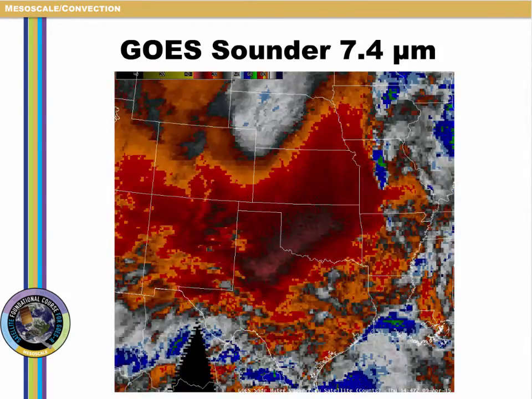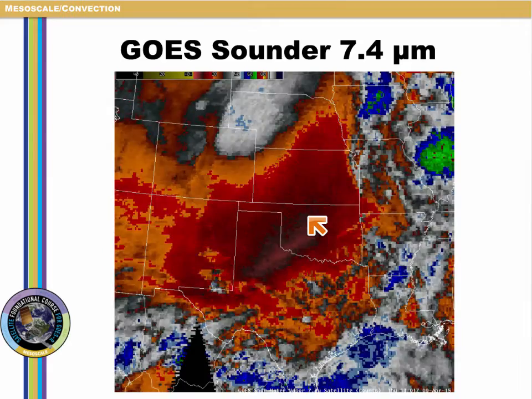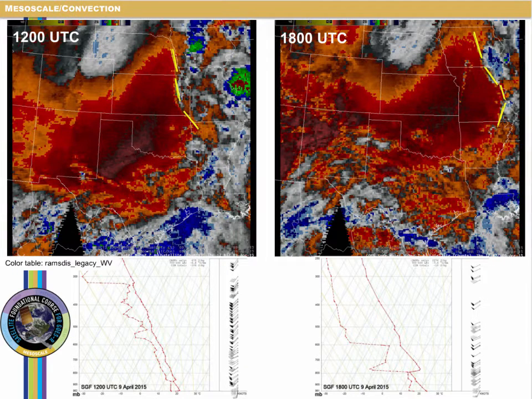A loop of the 7.4 micron imagery will generally show where the region of warmer brightness temperatures originated from. The EML will commonly develop over the higher elevations of western North America and track eastward. In this example, we can follow the region of warmer brightness temperatures from Arizona, New Mexico, and tracking northeastward towards Oklahoma, Kansas, and Missouri. The most important confirmation for the presence of an EML is the sounding.